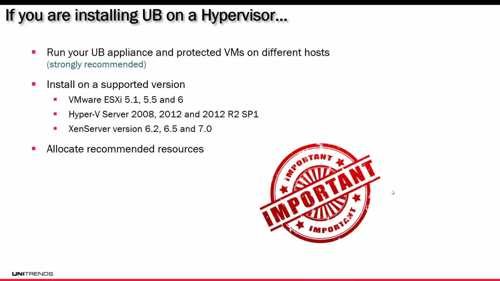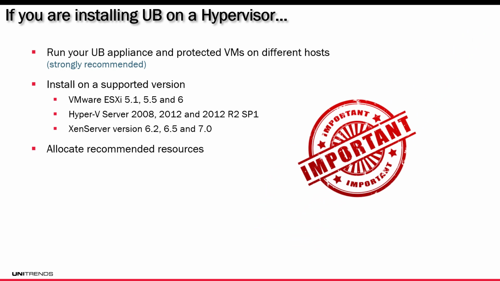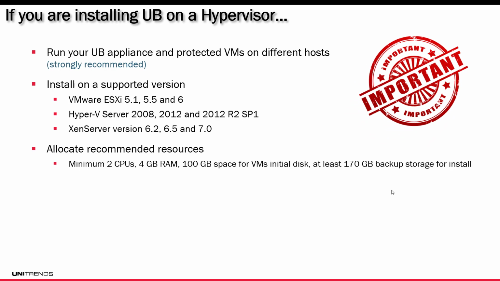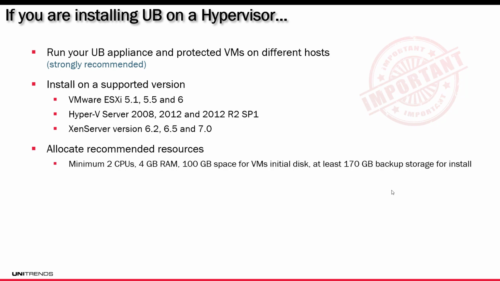Now, you also want to make sure you allocate recommended resources. This is very important. Make sure you have at least a minimum of 2 CPUs, 4 gigabytes of RAM, and 100 gigabytes of space for the VM's initial disk, just the OS basically. And to start with, at least 170 gigabytes of backup storage for the initial install. You're going to expand that backup storage, hopefully by terabytes, depending on how much data capacity you need to protect. All right, we're going to learn a little bit more of that as we go through these modules in detail as well.